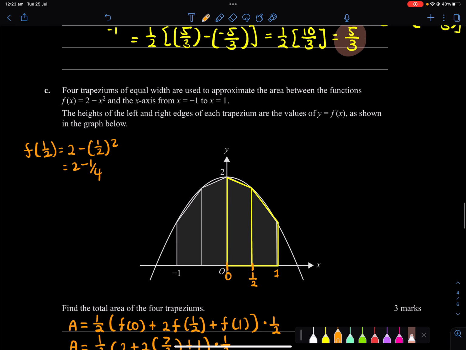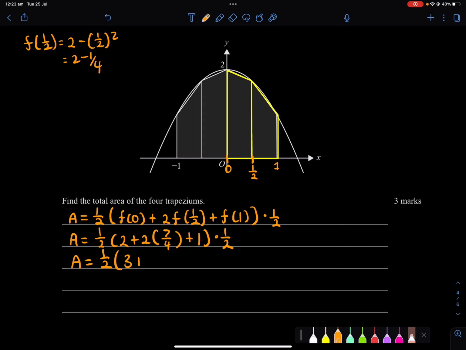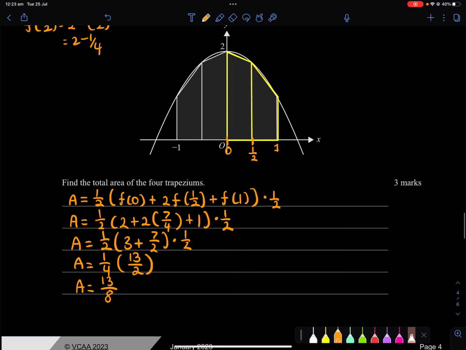Wait, am I mistaken here? Oh, okay, here I've made a mistake. Why did I write a 2 here? It's supposed to be a 4. It's supposed to be a 4 here. Okay, so 2 plus 1 is 3, plus 7 over 2, bracket half. Area is a quarter now. Okay, so 13 over 2. So area is equal to 13 over 8.